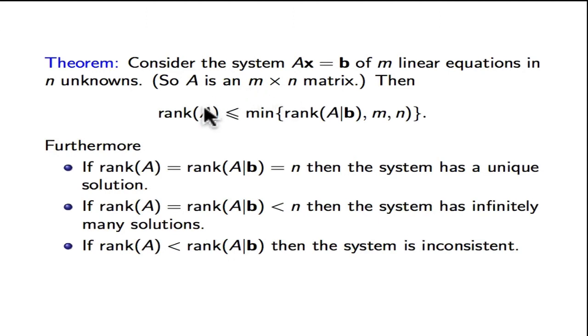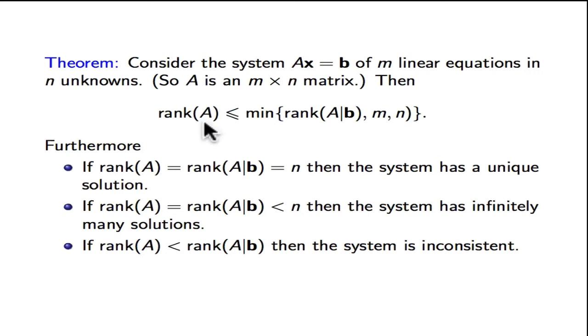Of course, the rank of A is less than or equal to m, since A has at most m rows. And of course, the rank of A must be less than or equal to n, which is the number of columns of A. And the reason for this is that every non-zero row of A has a leading digit, and this leading digit must be in a different column. So there are at most n of them.